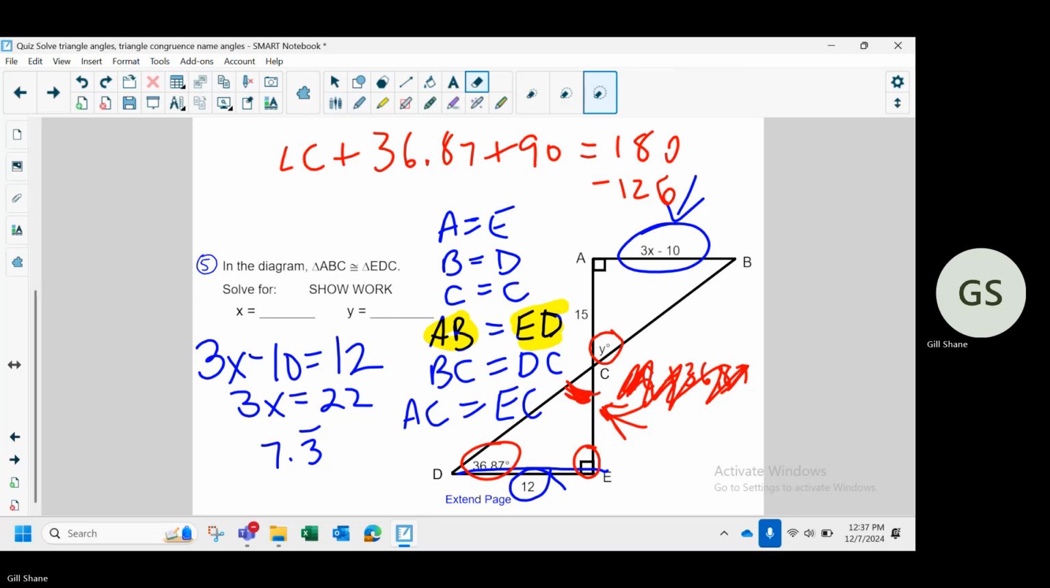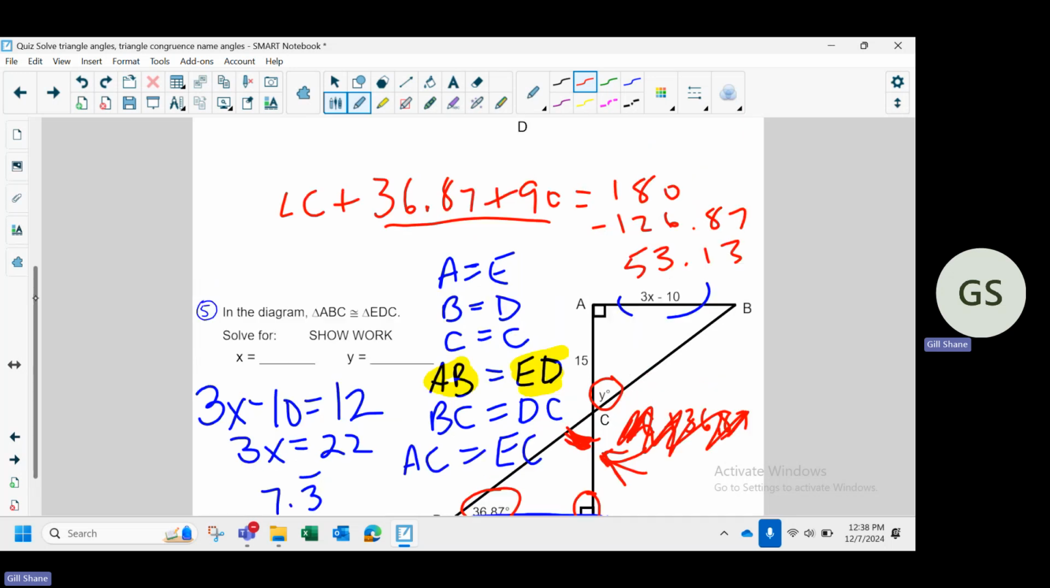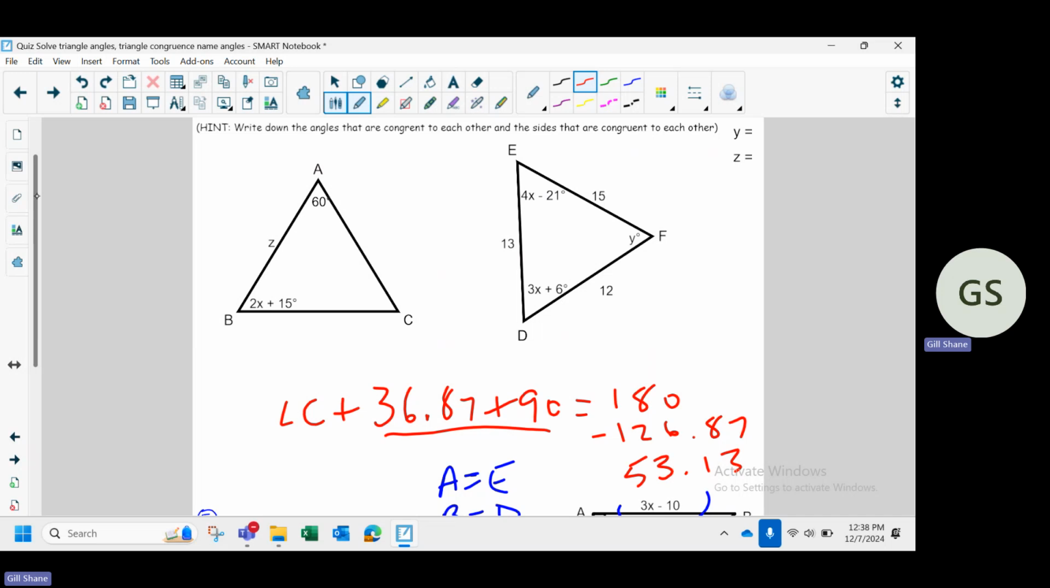Let's just erase this. I need to subtract, again, all I did is I added those two together. I need to subtract 126.87, and that gives me the measure of the angle, which would be 50, what? Like 53.13 or something like that. So that's the measure of the angle. So again, that one was way easier. You didn't have to plug stuff back in. You didn't have all of the different expressions with X's.